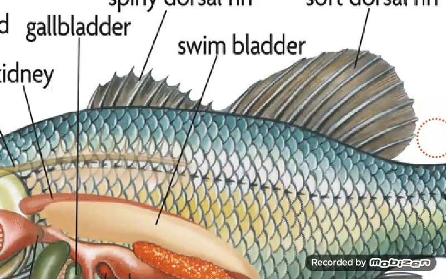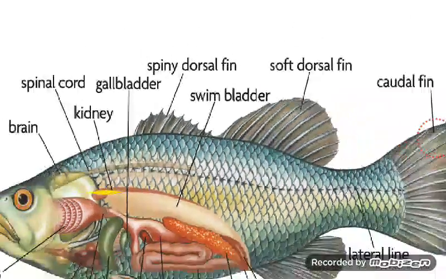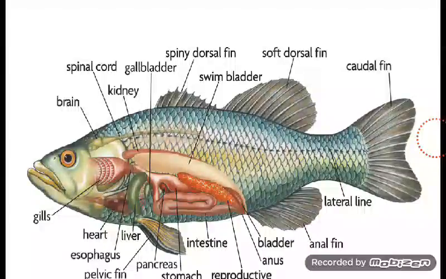Now, talking about this internal structure, there's something here called the swim bladder. The swim bladder is what makes it maintain buoyancy. Buoyancy is what makes it float. So you might want to pause the video here and look at each of these structures. It has kidney, it has gills, that is the structure of gaseous exchange. Then the reproductive part, everything. Pancreas.